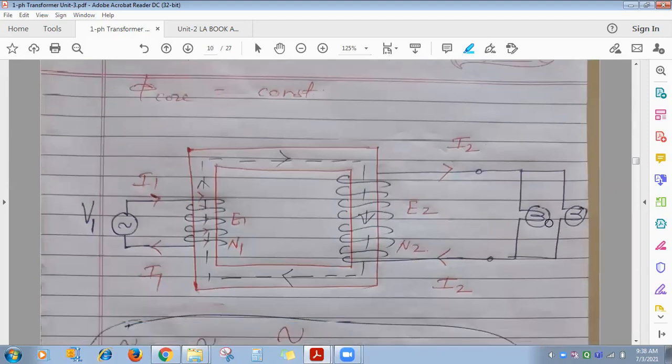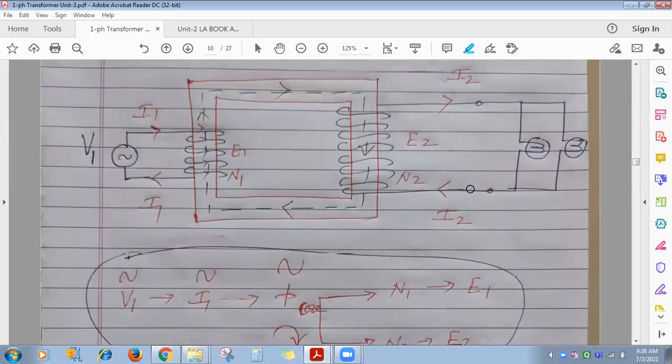Did this point make sense? Yes, ma'am. Okay? Yes, ma'am. So see, as we increase the load, I2 increases. Okay. Now we'll see how I1 increases.